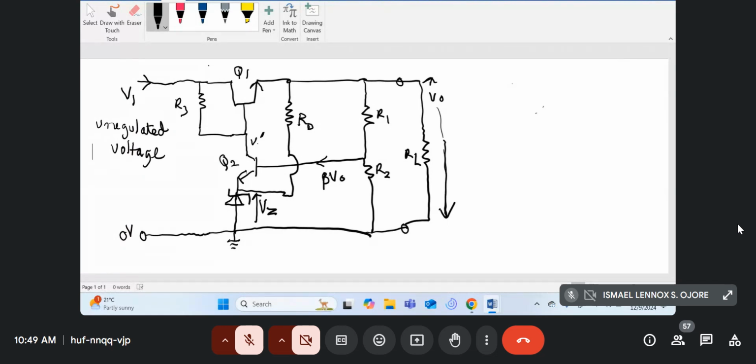Now for this, I'll apply KVL to this part. So I'll start at VZ. So I can write VZ plus VBE of Q2. So I'll call it VBE2. This is the base voltage, VBE2. This will be VBE1. So they have reached the base of Q2 plus the drop across R1.